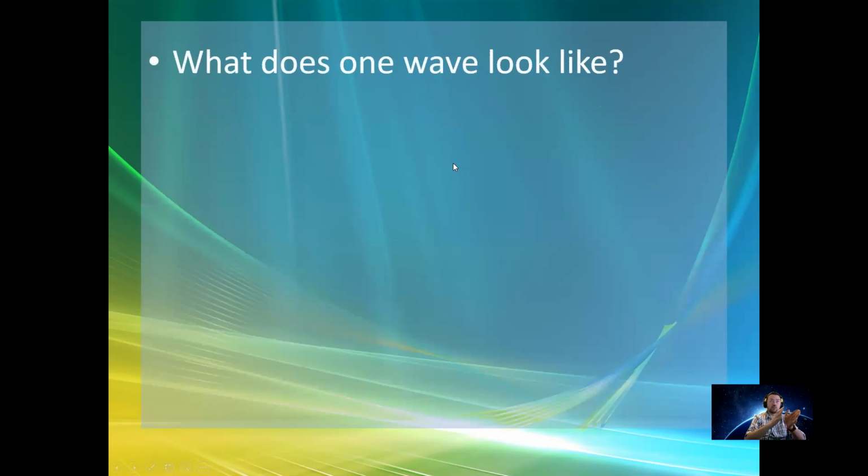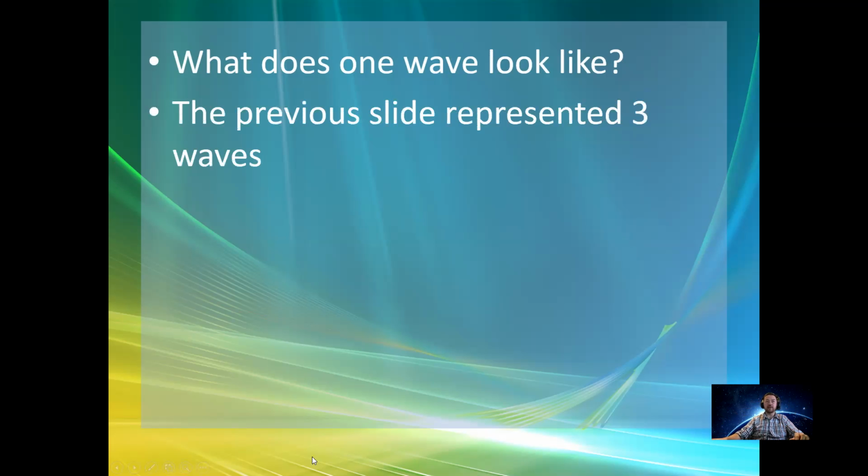So what I have, you see just one line that's got ups and downs. But how many waves were there? Well, if you were just listening to me a minute ago, you would have heard me say that there are, in fact, three waves present. So, what does one wave look like?